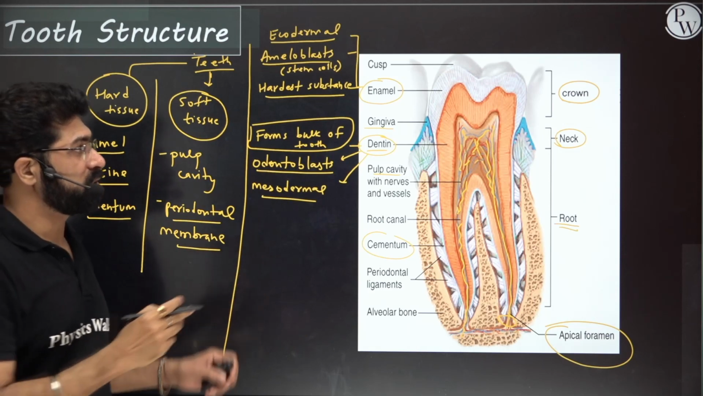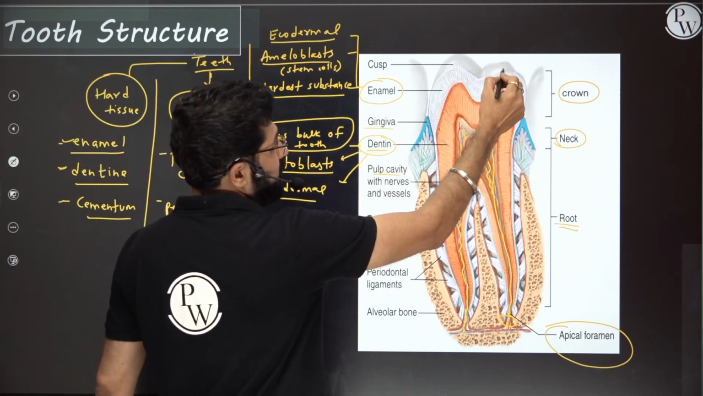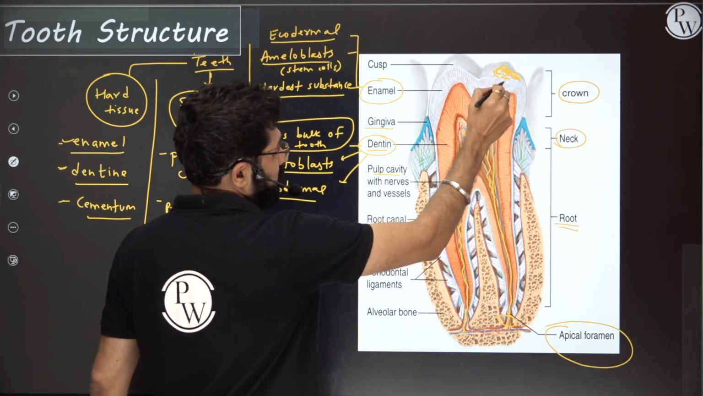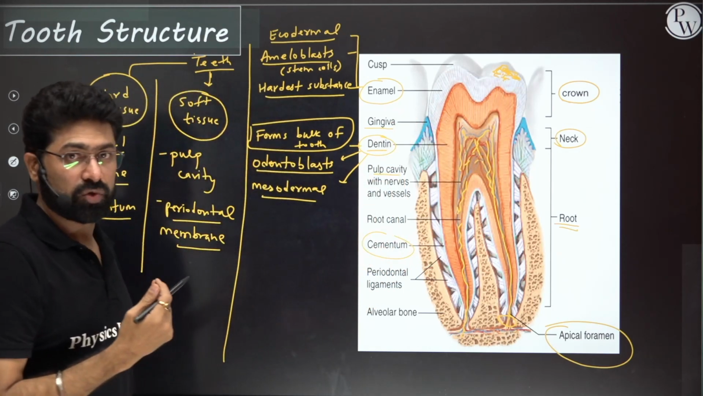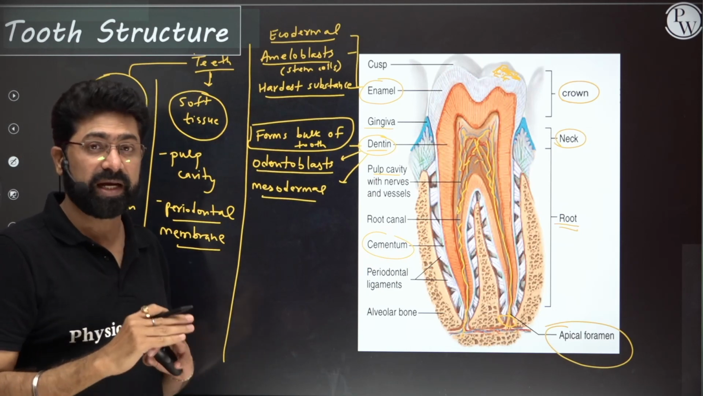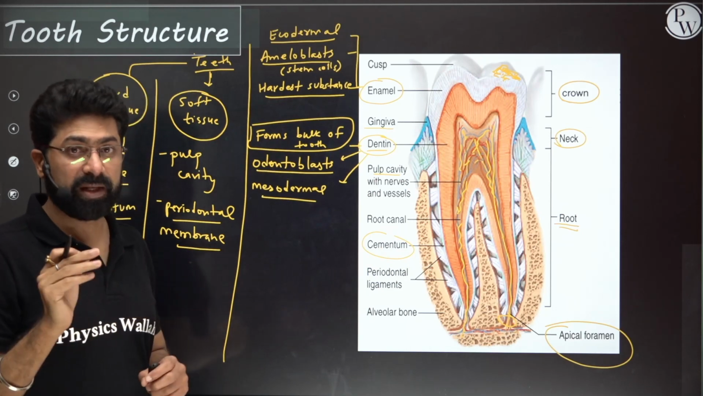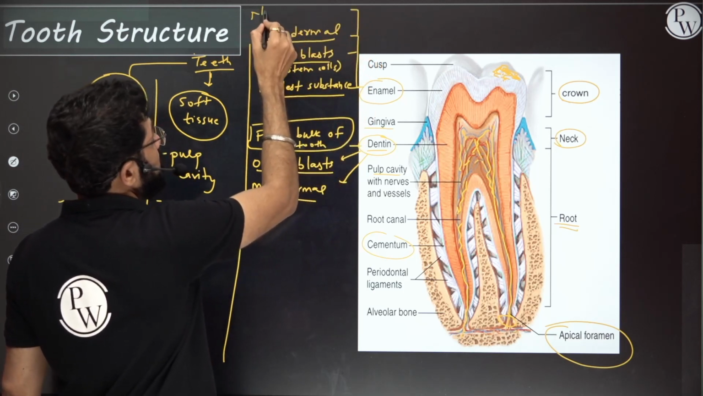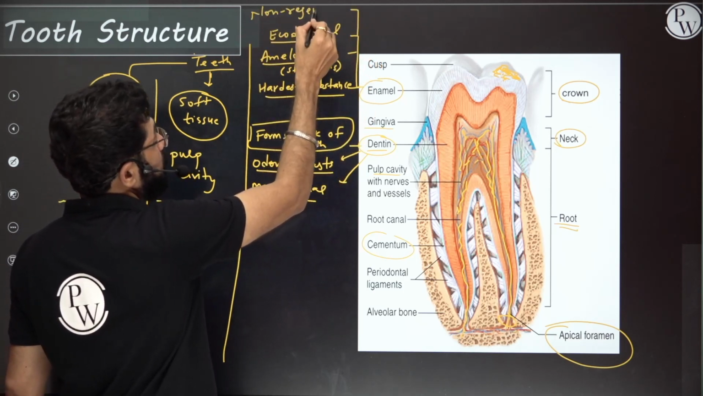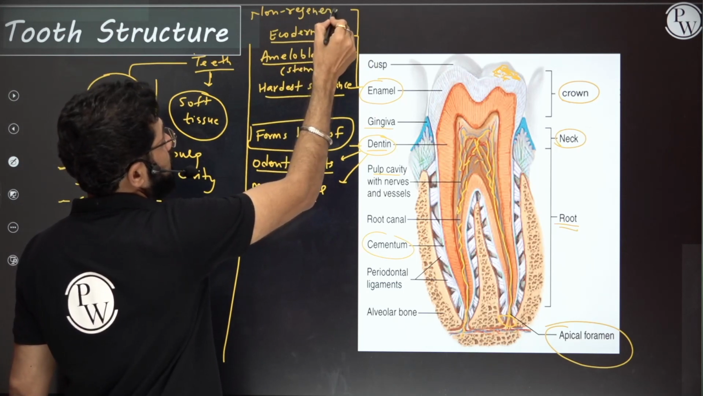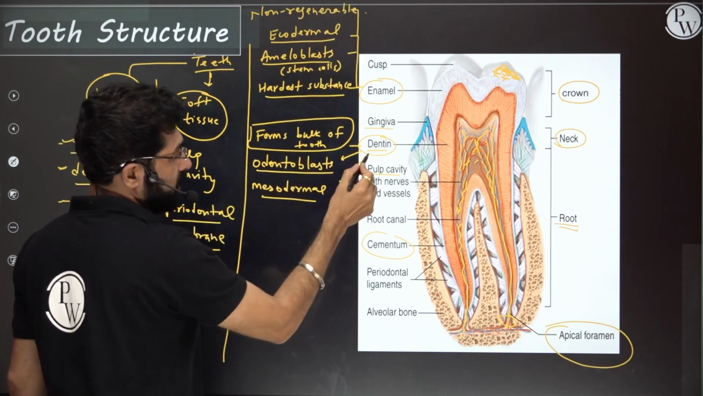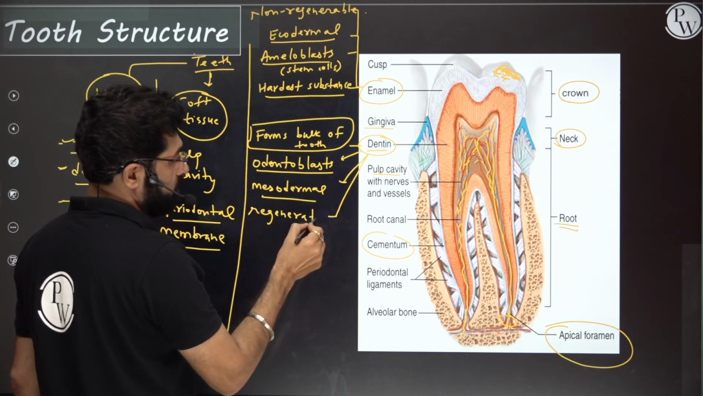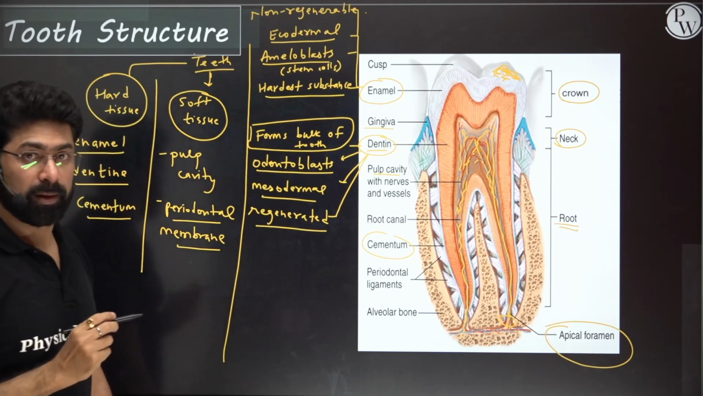So this was about the tooth. Sometimes what happens is the bacteria start producing toxins here and then this gets degenerated. So enamel, if it gets harmed, will not be regenerated. Enamel is non-regenerable. It can't regenerate. But dentine can be regenerated. Hope you understood my point.